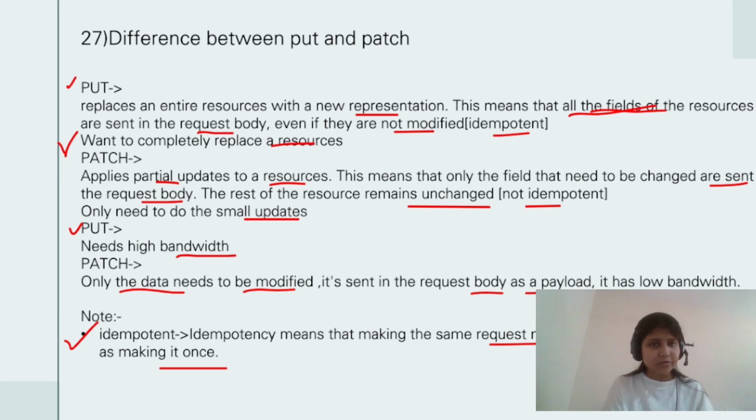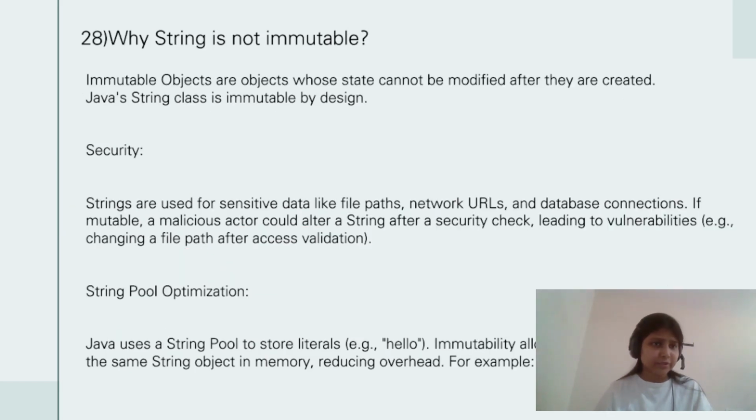So now moving on to our next question. This is our second question: why is string immutable? Immutable objects are the objects whose state cannot be modified after they are created. Yes, string is immutable, we know that, but why is string immutable? That is the question.